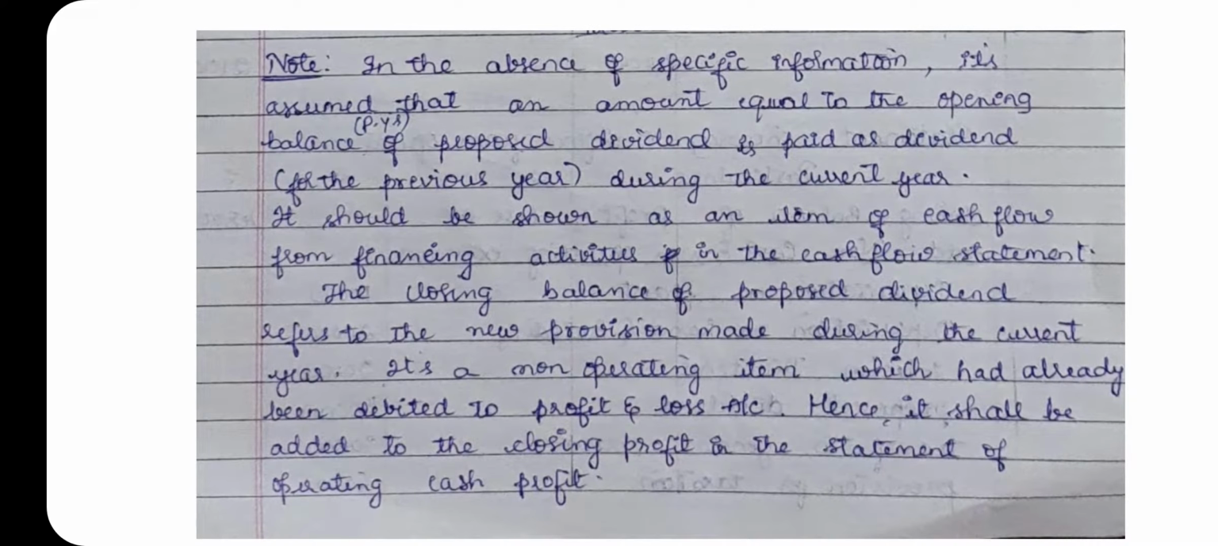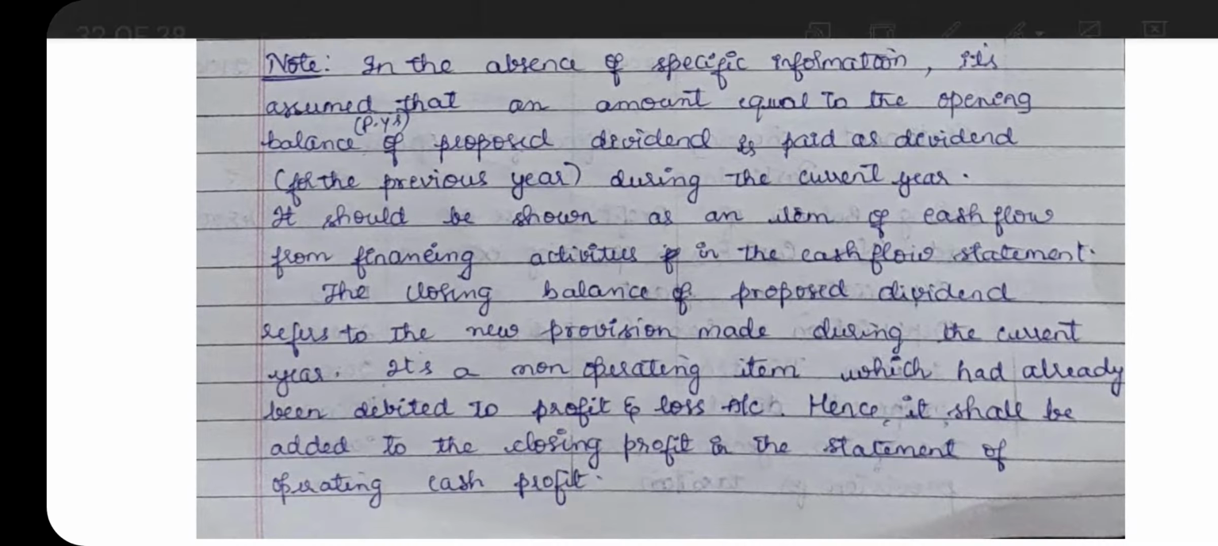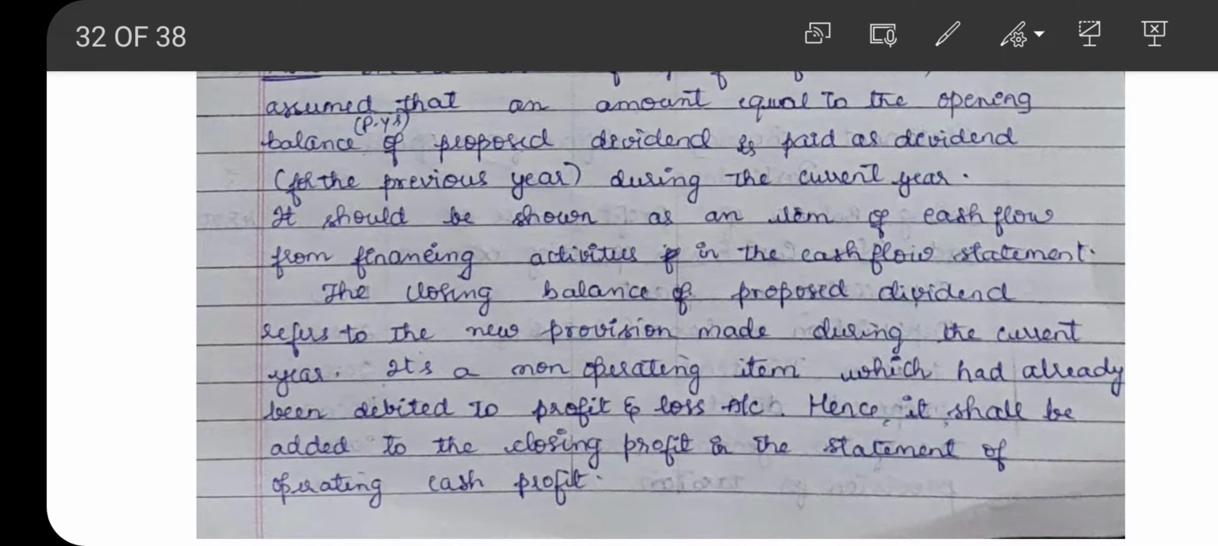Okay, go through the working note. In the absence of specific information, it is assumed that an amount equal to the opening balance of proposed dividend is paid as dividend during the current year. It means the opening balance of proposed dividend is paid as dividend for the previous year during the current year. So it is only when there is no specific information.